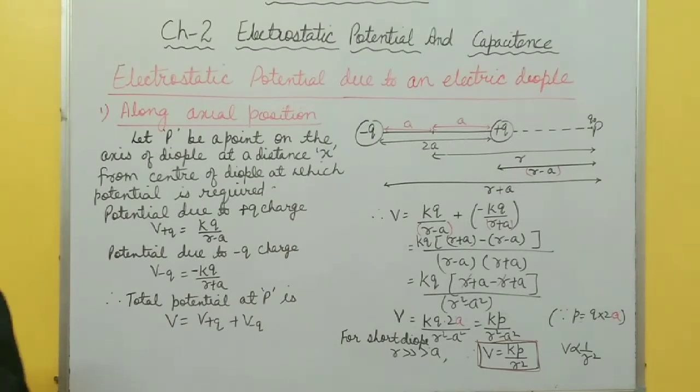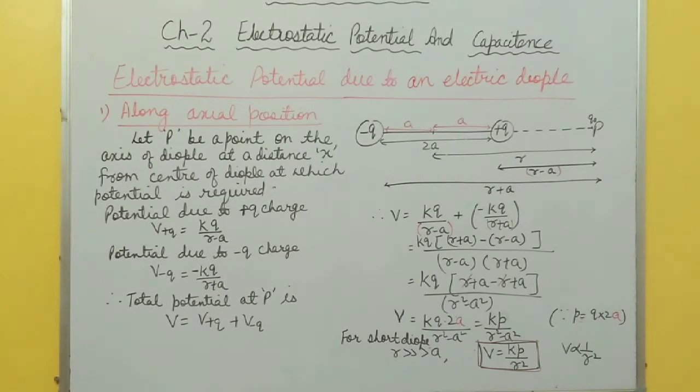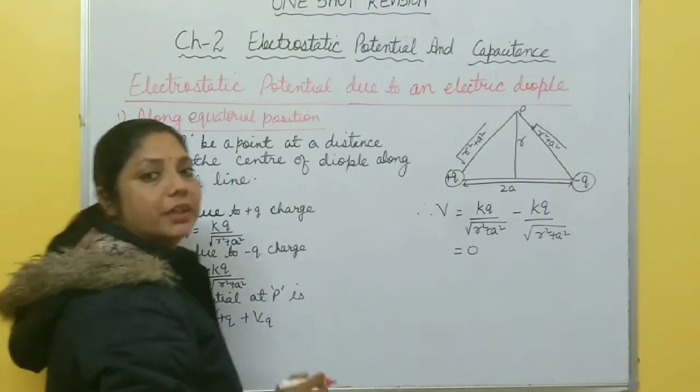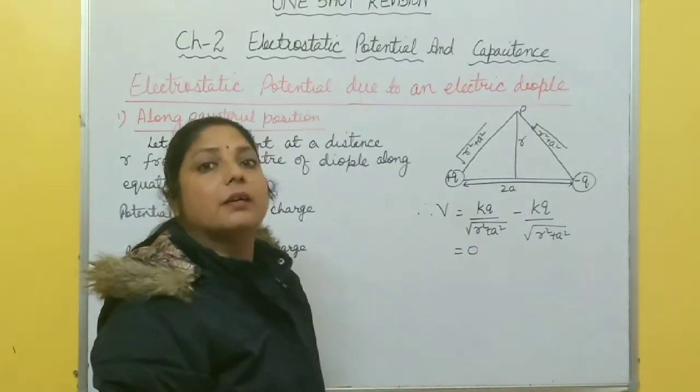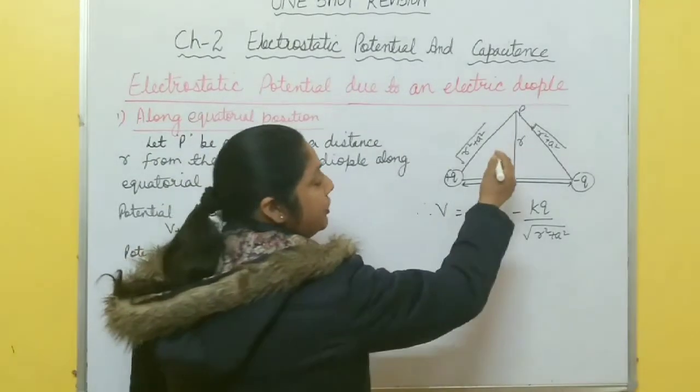Please take a screenshot, and next I will discuss the electrostatic potential due to an electric dipole along the equatorial position. Now, along the equatorial position: you know the equatorial position is the perpendicular bisector of the dipole.